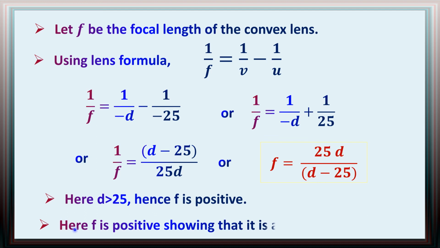So here F is positive, showing that it is a convex lens. Okay, thank you.